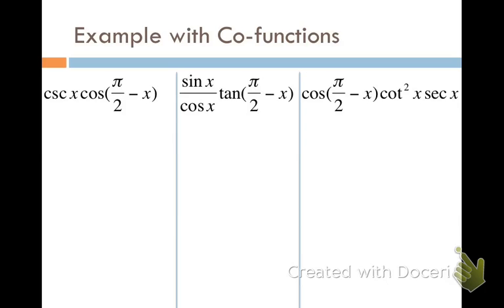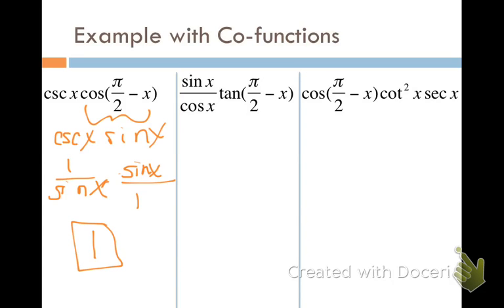So first thing I'm going to look at, I have cosine of pi over 2 minus x. This becomes sine of x. And then I have cosecant x times sine of x. Those two are reciprocals of each other. So if I multiply two reciprocals by each other, I should get 1 as my final answer. I'm going to pause and put up my answers to the other two so you can check yours.